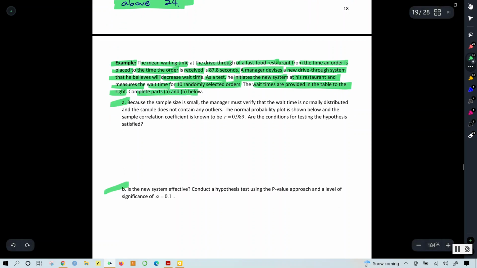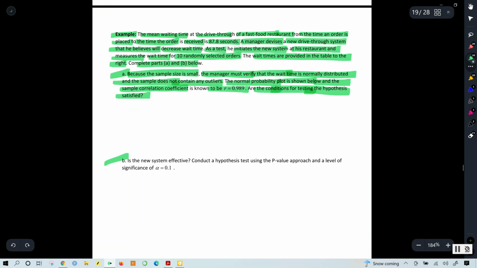So, part A: because the sample size is small, the manager must verify that the wait time is normally distributed and the sample does not contain any outliers. The normal probability plot is shown below. We will output that ourselves, and the sample correlation coefficient is known to be 0.989. Are the conditions for testing the hypothesis satisfied?